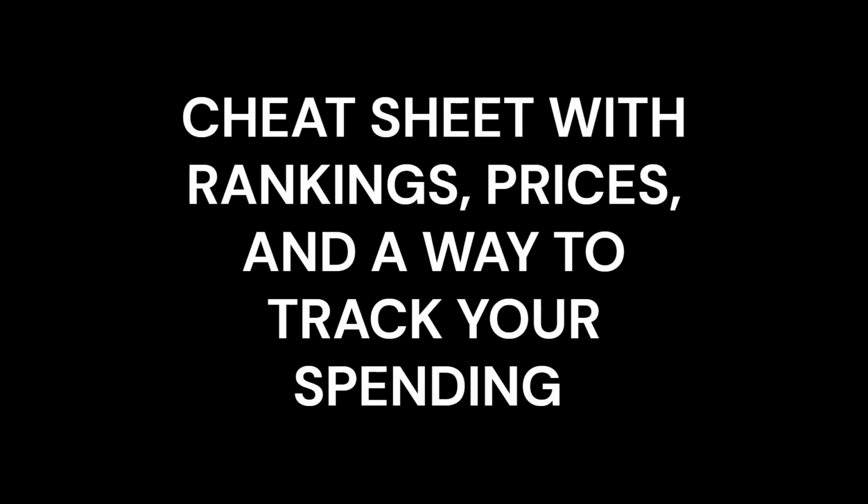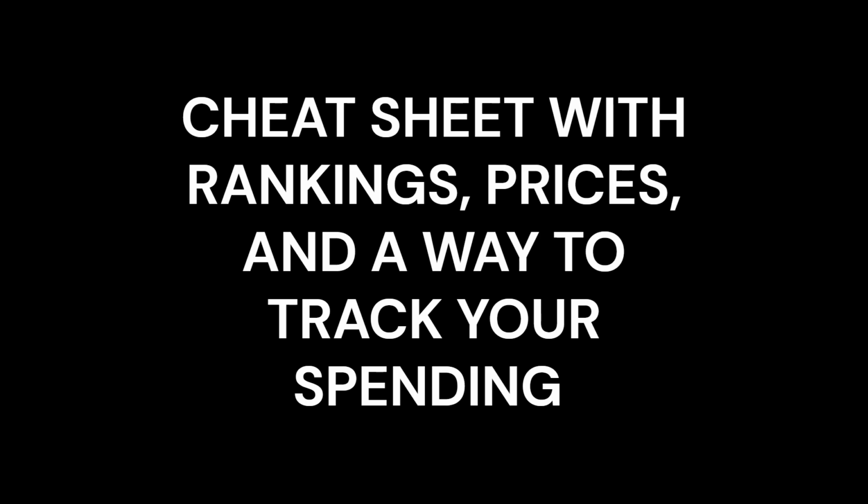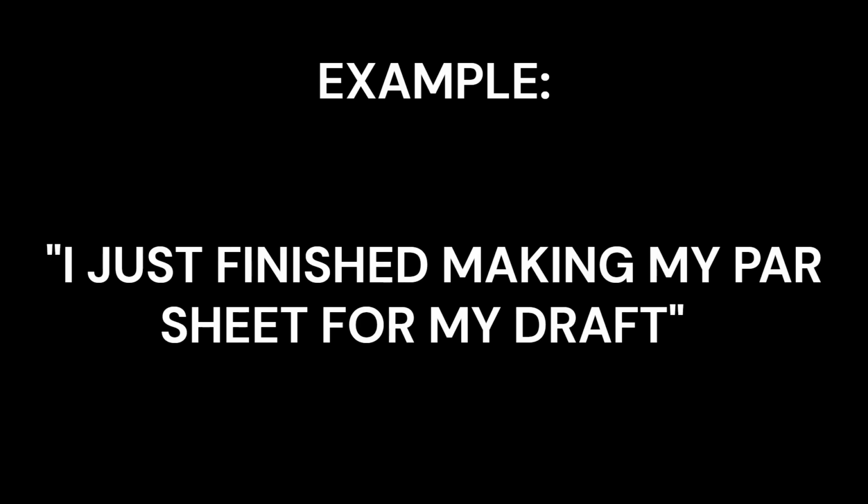The next word would be a par sheet. A par sheet is a resource that some auction drafters use. It has values and tiers for players, and it's used to track your spending during your draft. An example would be, I just finished making my par sheet for my draft.